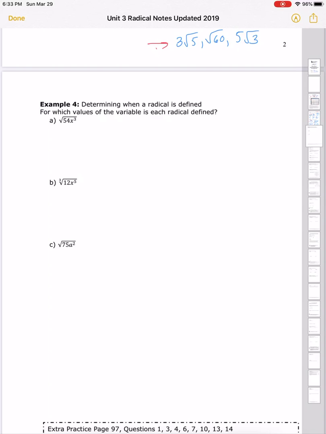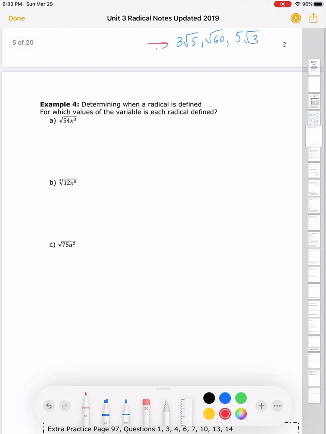Okay, here it says, determine when a radical is defined and for which values of the variable each radical is defined. So what we have to think about is what values of our variable will give us a real number, because we cannot have a negative number under a square root.